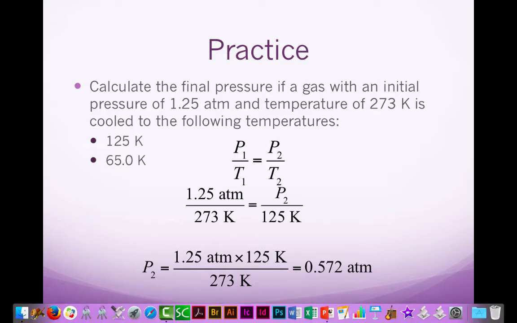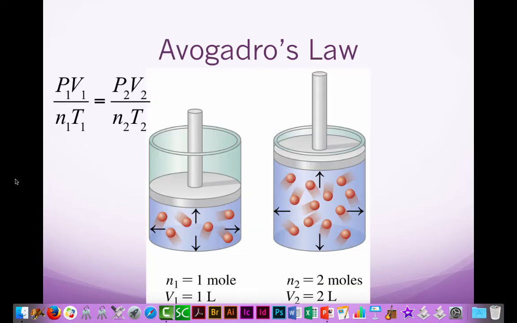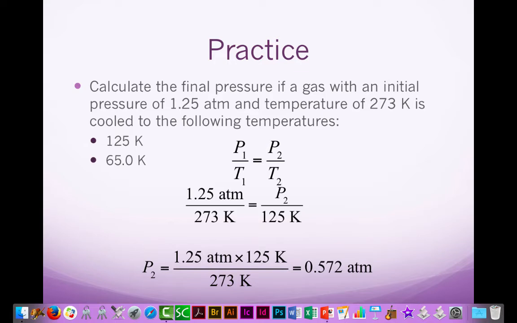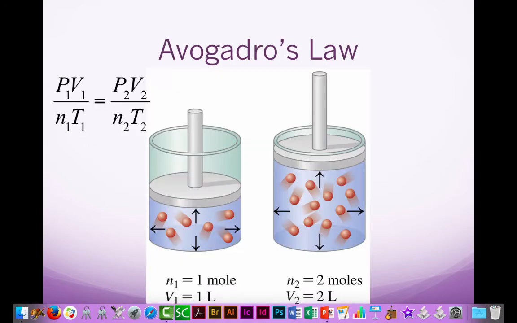Again, the temperature has to be in Kelvin.